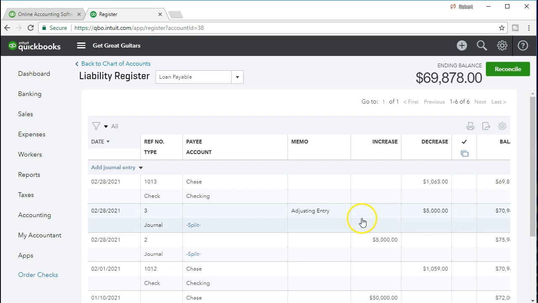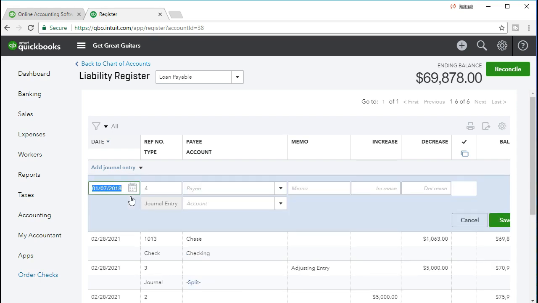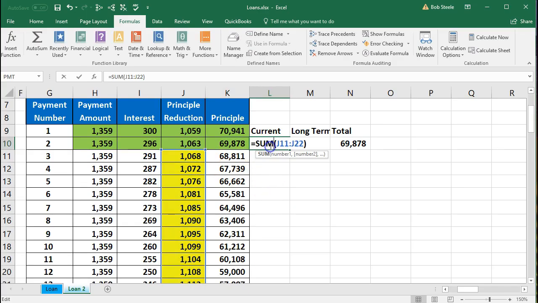And we're going to have to decrease it. So I'm going to say there's only two options here. There's a journal entry. We're going to make a journal entry, but we're going to use the register to do it so that we can try to eliminate debits and credits. So we're going to say 02/28/21 is the date. Always at the end of the period we're working on is the adjusting type journal entries. No payee. I'm going to just call it an adjusting entry for the memo. We're going to decrease it by this yellow portion, the current portion, $13,109.